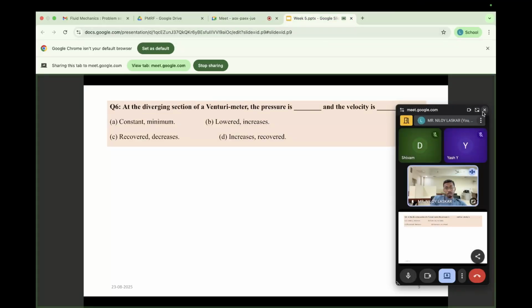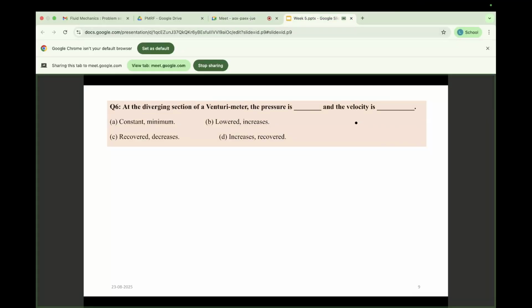See, it's based on this concept. Here, what is given? A diverging section of a venturimeter. That means say this is a venturimeter, right? Diverging section means the area increases. If this one is A1, this one is A2. As it is a diverging section, A2 should be greater than A1, right?